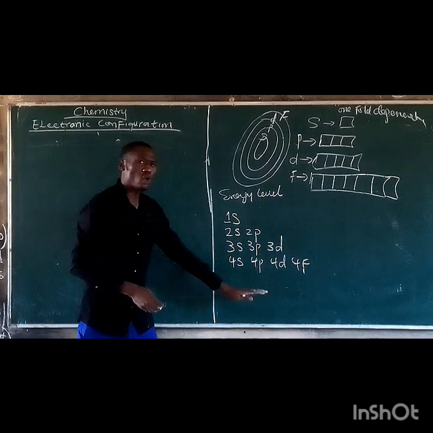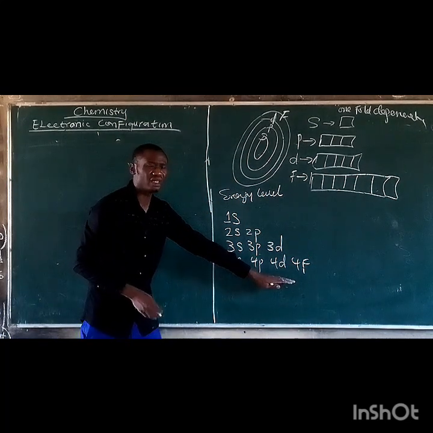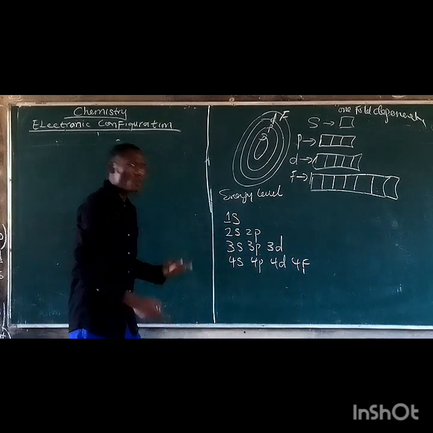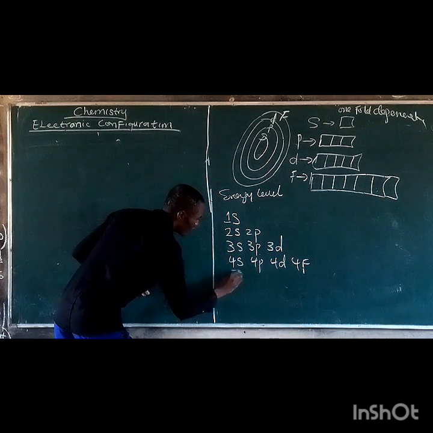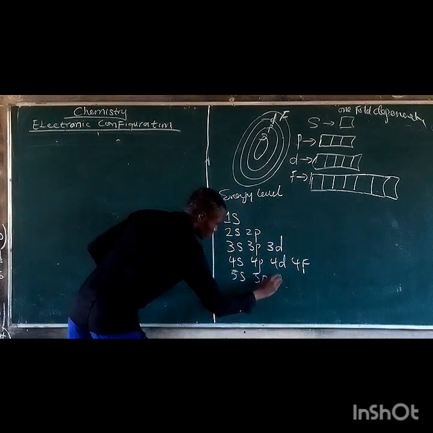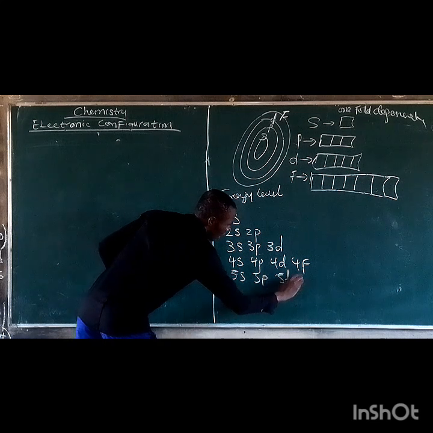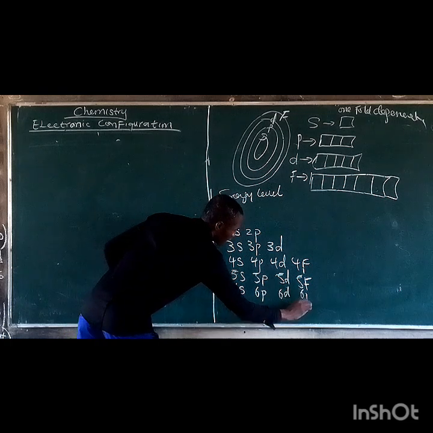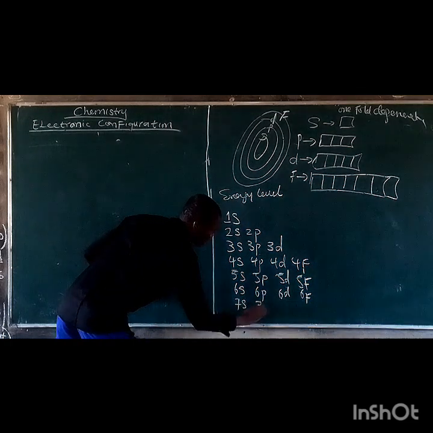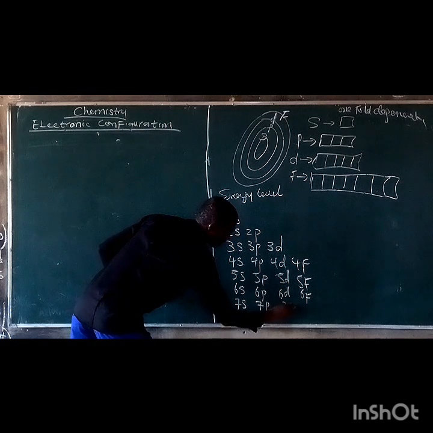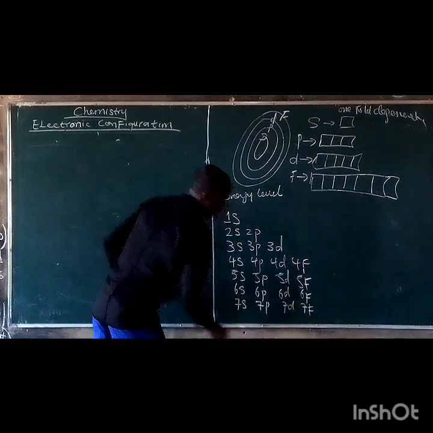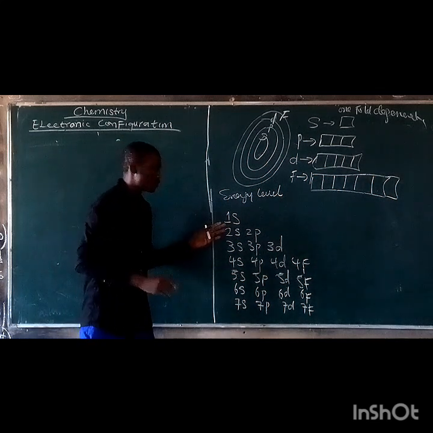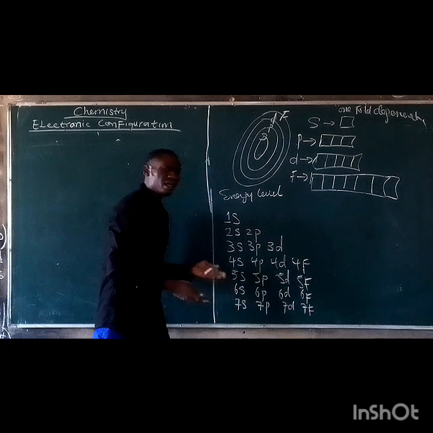Now, this is where, if it's a UTME exam, the questions will stop. But if you want to go higher, we can have 5s, 5p, 5d, and 5f. We can have 6s, 6p, 6d, and 6f. We can have 7s, 7p, 7d, and 7f.